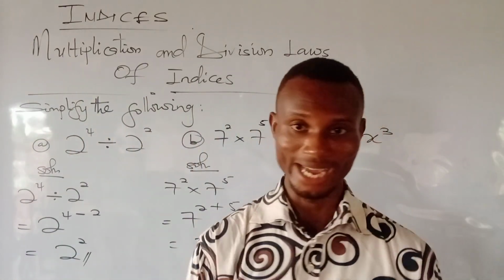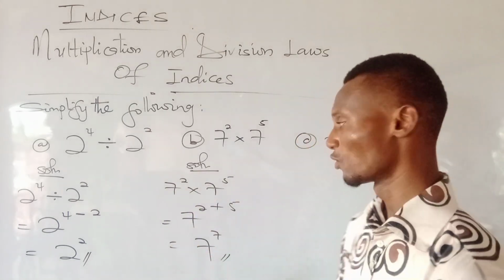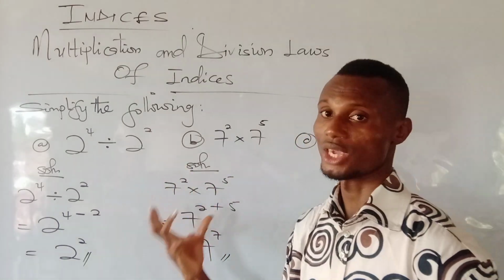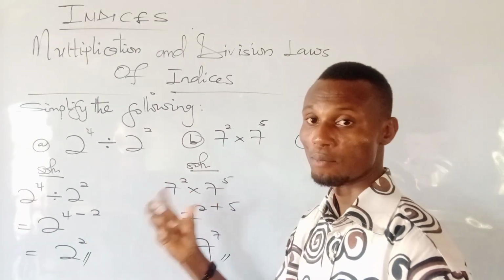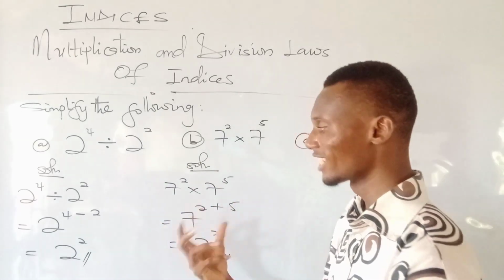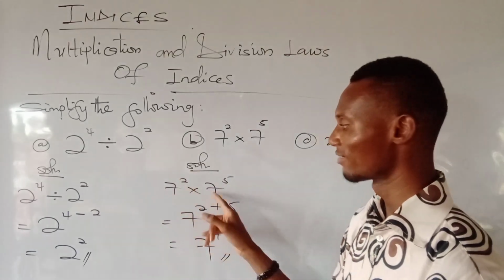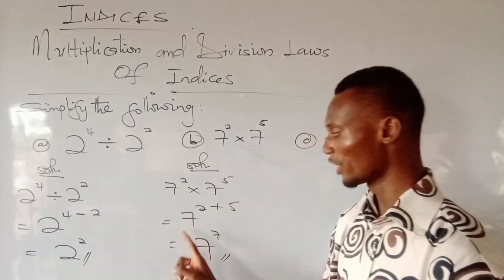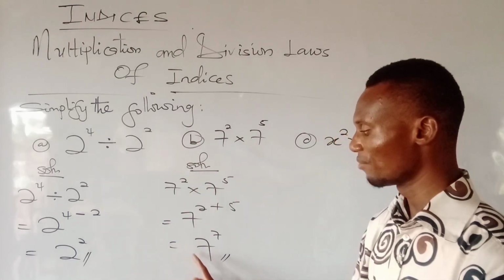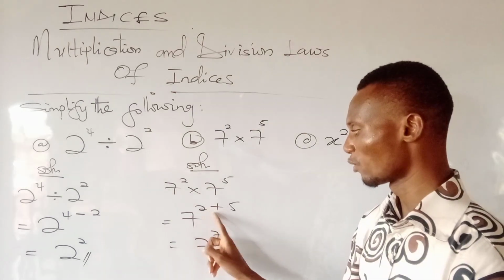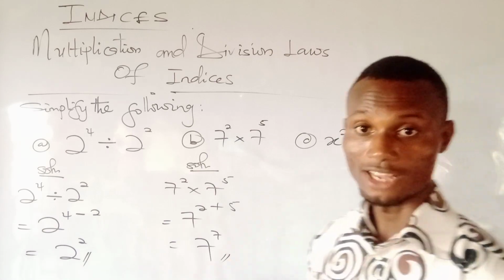I hope the understanding is clear. It's not difficult. We are just following the laws of indices. Because this one is multiplication, we apply the multiplication law of indices, which states that if the bases are the same and they are multiplying, for us to simplify, we just pick one of the bases, then we add the powers. So having 7 to the power 2 times 7 to the power 5, to simplify, it's going to be 7 to the power 2 plus 5. We add the powers, and that will give me 7 to the power 7, because 2 plus 5 gives 7. That is the answer. That's what you need to do.